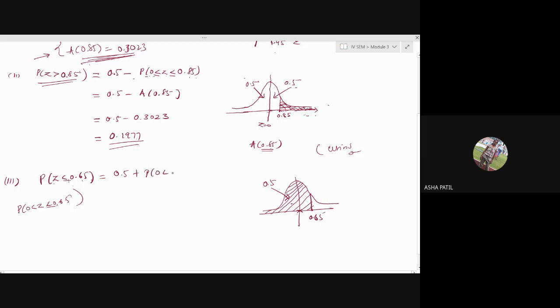probability that 0 less than Z less than or equal to 0.65. The whole area towards the left side is 0.5, plus we want the area from 0 up to 0.65. So this we want, that is nothing but 0.5 plus A of 0.65. See the table value, whatever you get for A of 0.65: 0.2422. That means it is 0.7422.